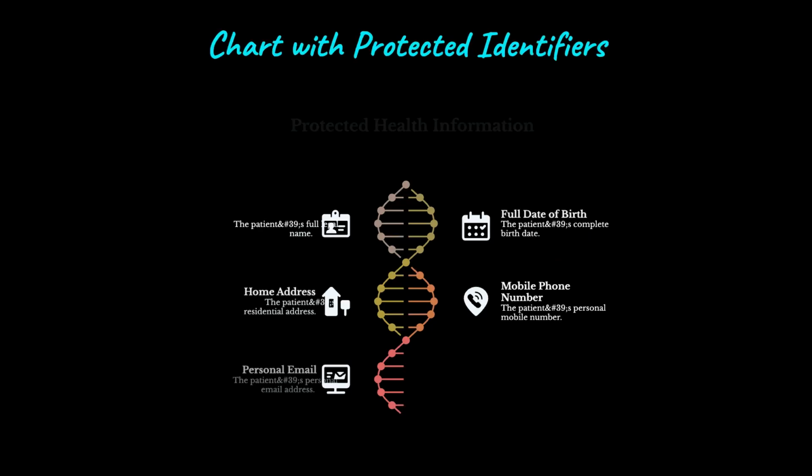Picture a CMAA reviewing a chart with a patient's name, birth date, address, phone number, and email. Every one of these appears on the 18 identifier list, so combined with health information, the entry becomes protected health information requiring access controls and minimum necessary handling.